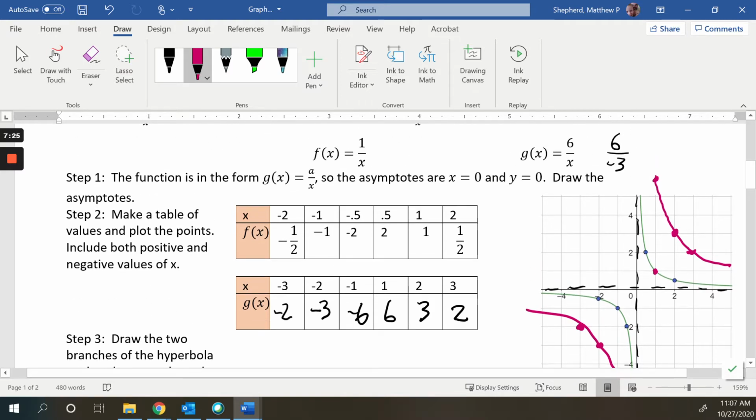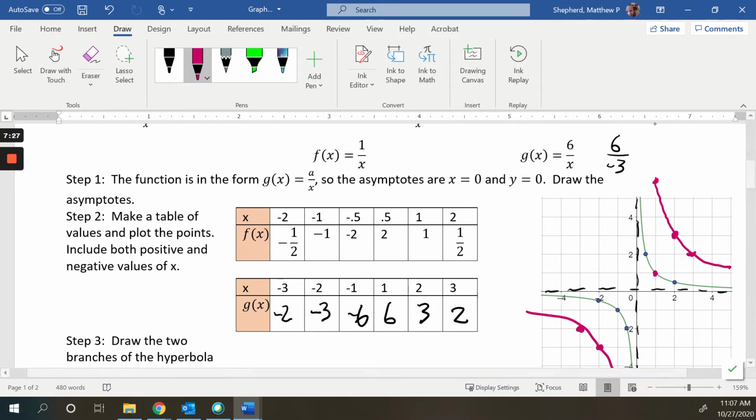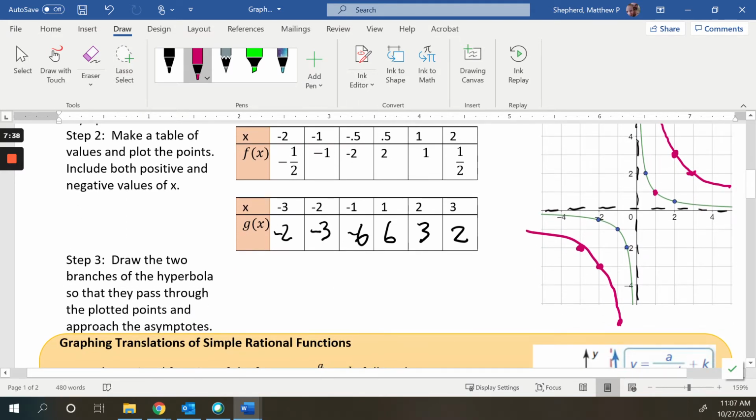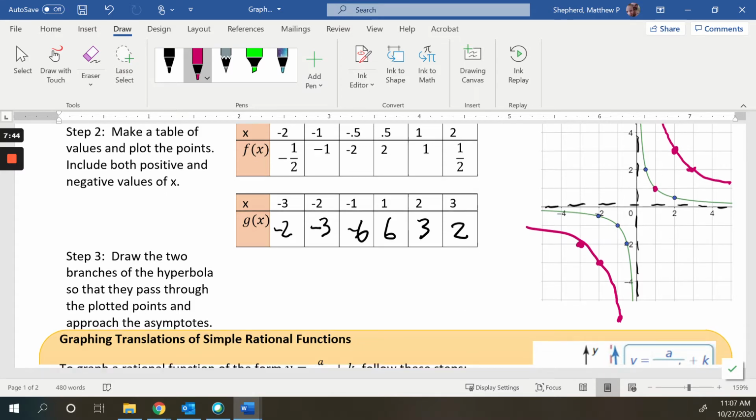And so by changing a, we create what's called a dilation effect, or a vertical stretch. So this has been vertically stretched by a factor of 6.